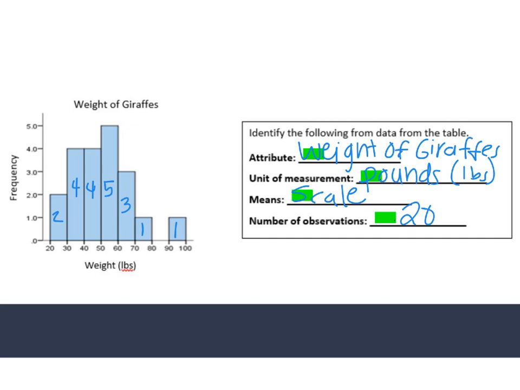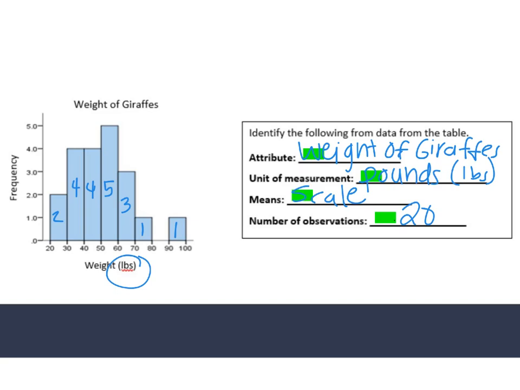All right, so let's go over this together. So the first one, attribute, what are they actually measuring here? And that is the weight of giraffes. For the unit of measurement, it is in pounds. That's what that LBS means, that's pounds. So I put the LBS in parentheses, but the unit of measure is pounds. The means, again, we don't really know exactly what they use, but they use some sort of scale to weigh the giraffes. And then the number of observations, this is maybe where it got a little tricky.